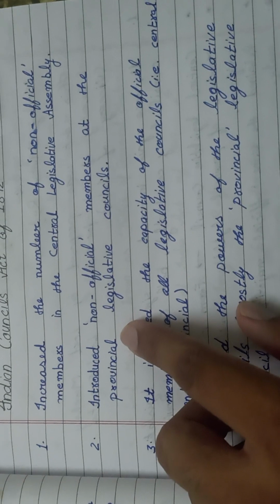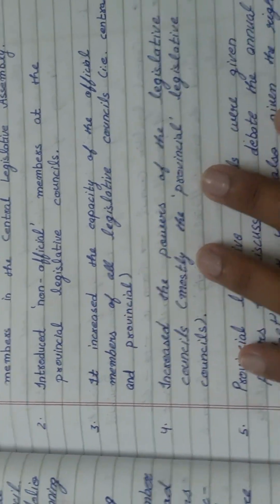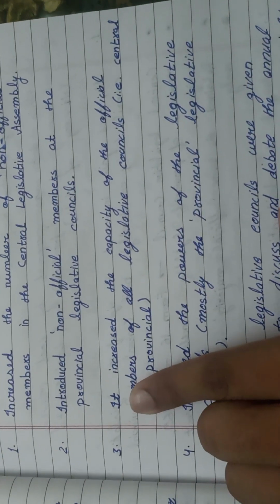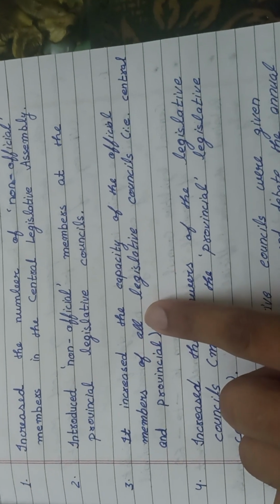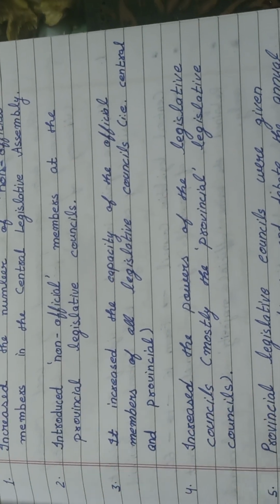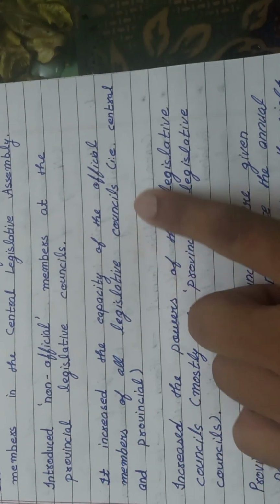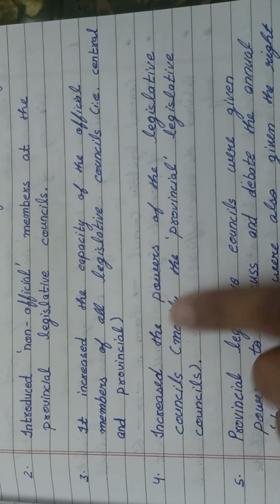The provinces also had their councils, if you remember. The third feature is that it increased the number of the official members of all legislative councils. So it also increased the numbers of official members at both the central and provincial level.